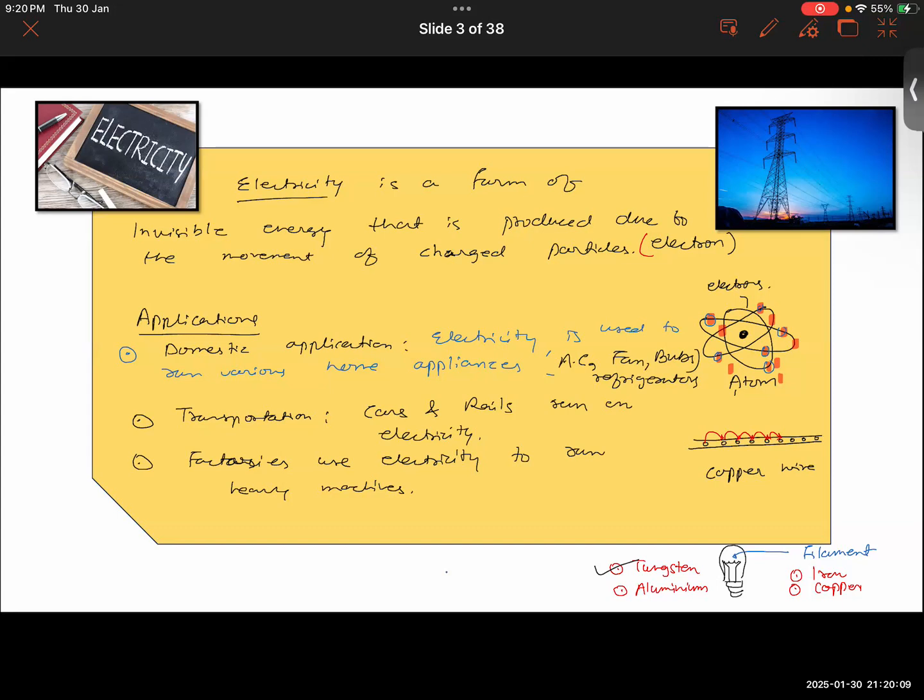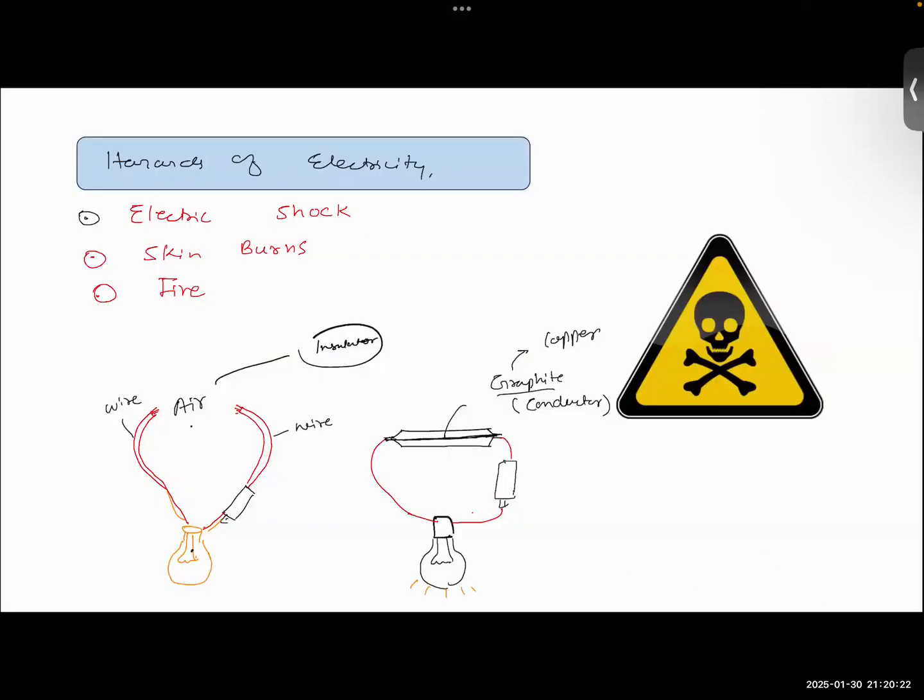Further, for transportation also, electricity is essential. Cars, rails, they run on electricity. Factories use electricity to run heavy machines, etc. But there are also some harmful effects of electricity, like we can get electrical shocks. It can lead to skin burns, and can even cause fire. Many times we see that due to a short circuit in the house, the house catches fire, right? So these are some of the hazards of electricity.